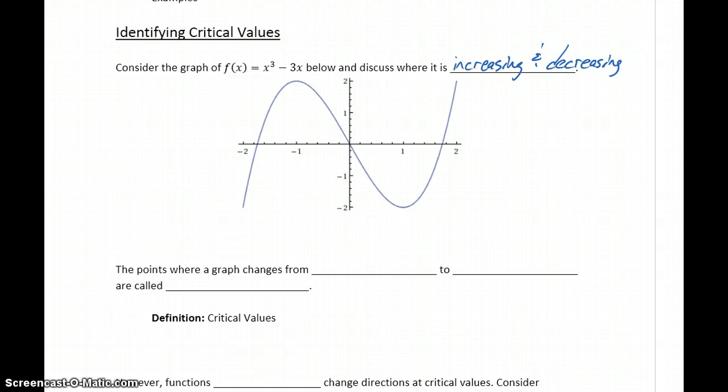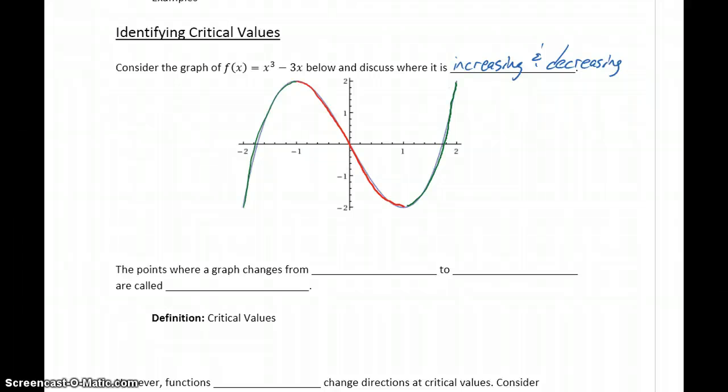So just tracing along the graph, reading from left to right, our function is increasing anytime the graph is headed up, decreasing anytime it's headed down. So we've got this first interval where our function is increasing. Then we hit a point where the graph changes direction and starts decreasing. And then again, we hit another point where the graph changes direction again and turns back into the increasing portion of that function.